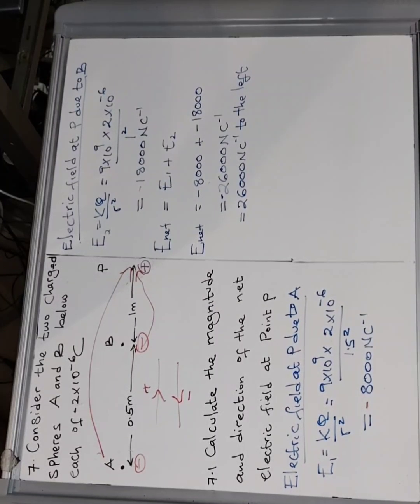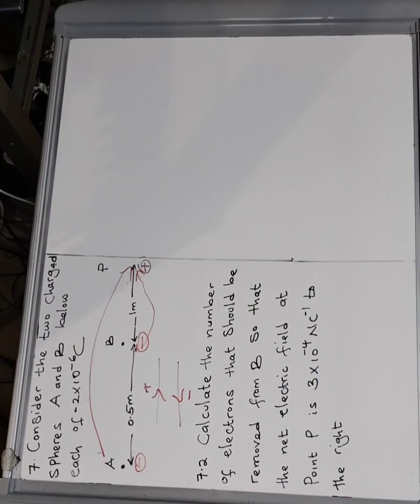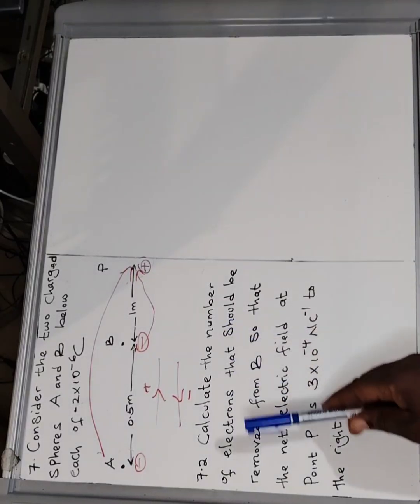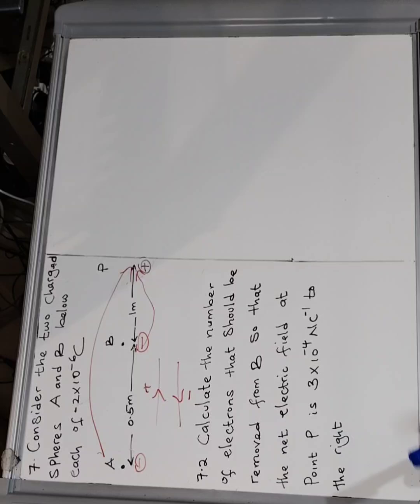So let us go to the next question. Yes, then comes this question. It says, calculate the number of electrons that should be removed from B so that the net electric field at point B is this.